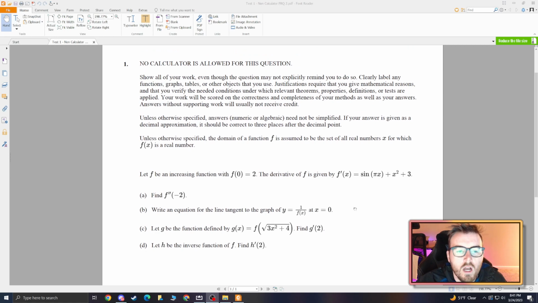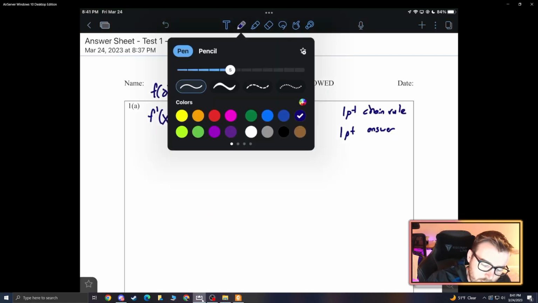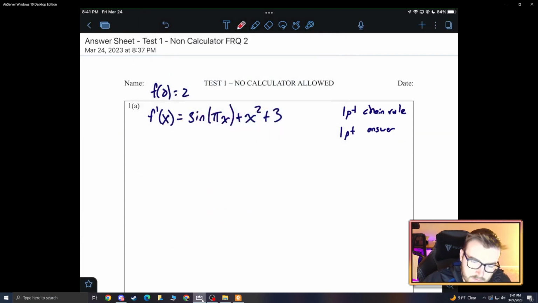The question was, let f be an increasing function with f of 0 equal to 2. The derivative of f is given by blah. Find f double prime of negative 2. Well, let's go ahead and pull that up. We simply want to take the second derivative.